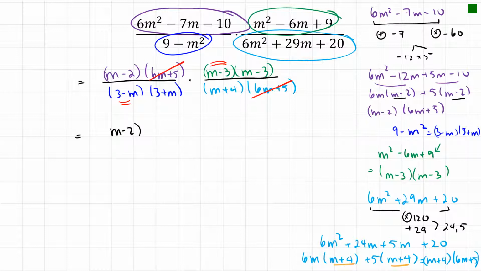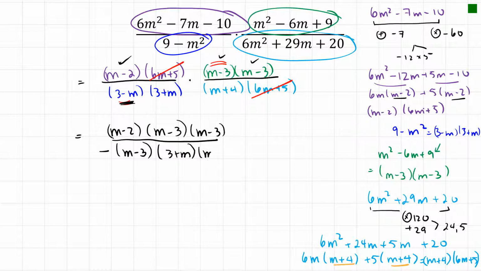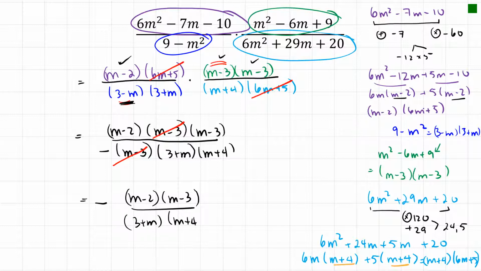I'm going to leave the numerator the same here, and here, and here. So all of these three I leave exactly the same. This one I'm going to switch the order of. So I'm going to pull out a negative and write that as m minus 3, 3 plus m, and m plus 4. So canceling my final pair here, I'm left with a negative out front and m minus 2 and m minus 3 in the numerator, and 3 plus m and m plus 4 in the denominator.